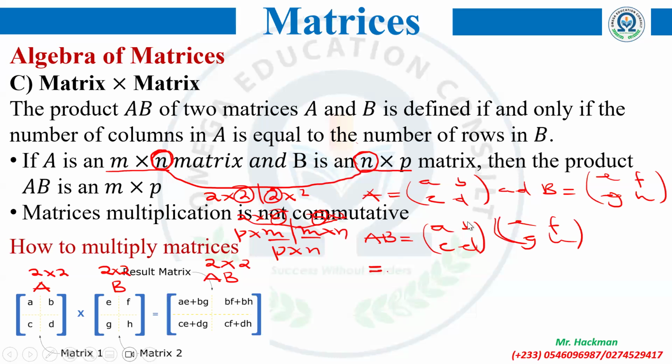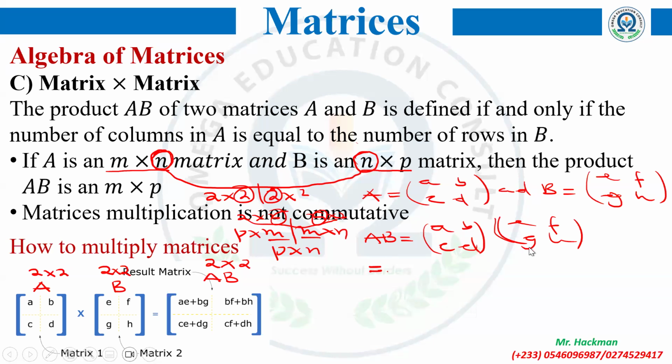This is your first row, your first column. So what you do is take the first row. You are going to work on the first row and the first column. That will give you your first entry, because you know you are going to get 4 entries. So this is what you do. Please listen carefully. It will be your A times the E, then plus the B times the G. Should I come again? A times the E plus B times G.